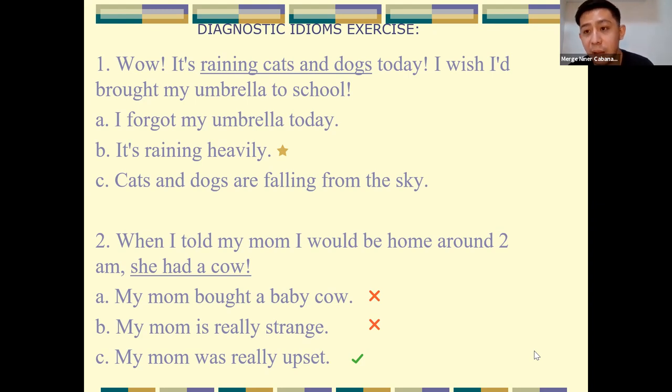Kasi kung nagkaroon talaga ng baka yung nanay mo, then congratulations, that's something that you can eat in the future. But "she had a cow" is something that you should not take literally. All right? So those are just some samples. So you already know the idea why I want idiomatic expressions to be avoided. They're a very informal part of the language use. Okay? So let us continue.